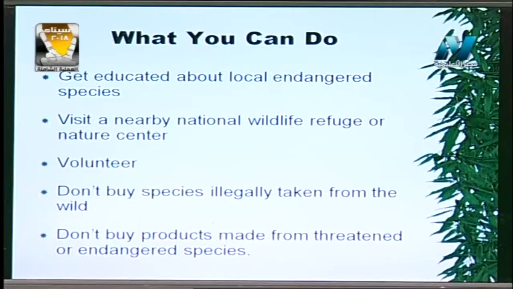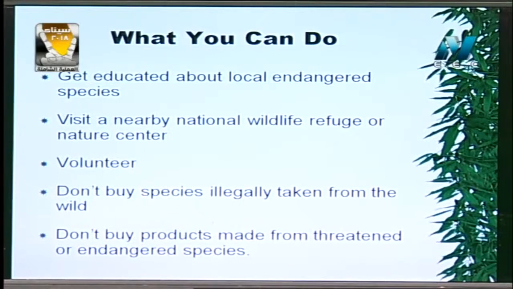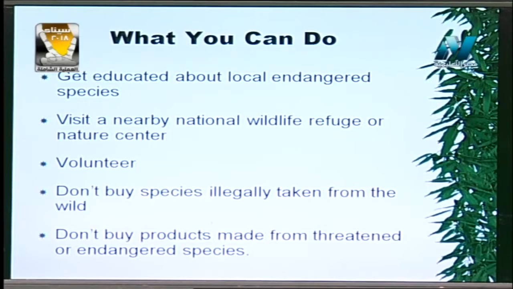So what you can do as a person: first, get educated about local endangered species. Here, for example, in Egypt, we have to learn what species are endangered in our area. Visit a nearby national wildlife refuge or nature center. By the way, we have some refuges here. Maybe not for animals. I know there's one in Dakhla, and it is for plants and rocks. Some rocks are endangered too. We have some national wildlife refuges in Egypt. We can visit them, and we can volunteer to help in these refuges.